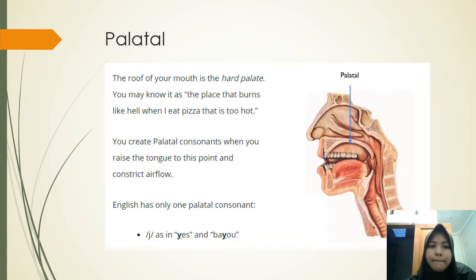Next, we have palatal. Palatal is also called the roof of the mouth. This is the hard part of the mouth, and you can feel it by touching it with your tongue. You create palatal consonants when you raise the tongue to this point and constrict the airflow. Y, like in yes, y. There, you raise your tongue to meet your palate.